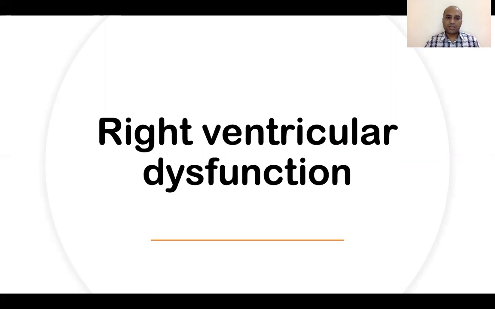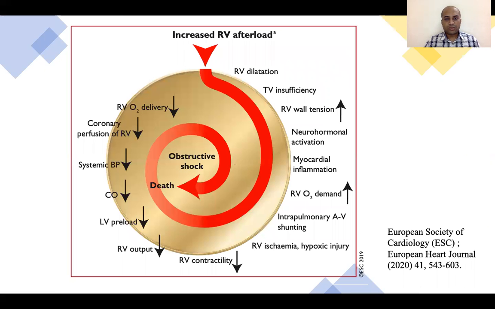In an appropriate clinical context, right ventricular dysfunction can diagnose pulmonary embolism. So what happens because of obstruction in the pulmonary circulation? There is an increased RV afterload, causing RV dilatation and increased right ventricular tension. Eventually, it leads to poor RV contractility and decreased right ventricular output, followed by, because of interventricular dependence, left ventricular failure, and eventually leads to obstructive shock if not interrupted.